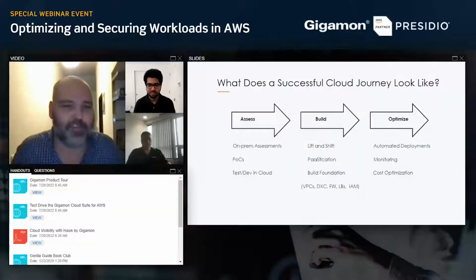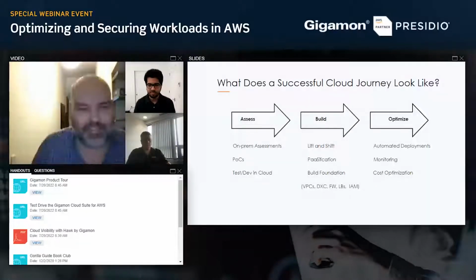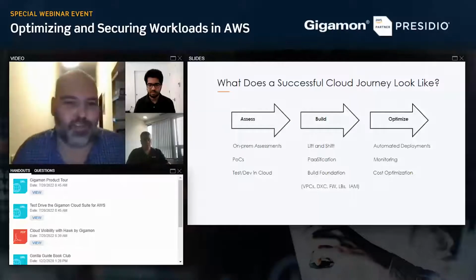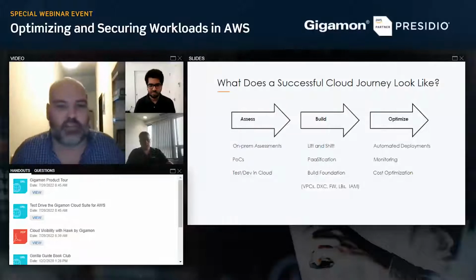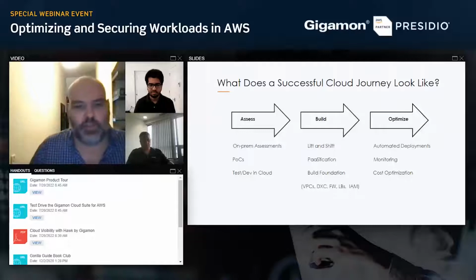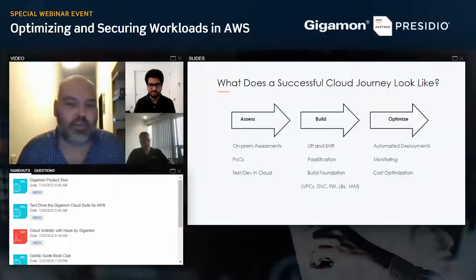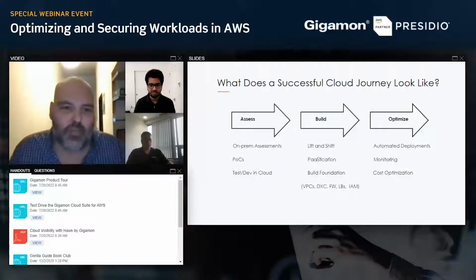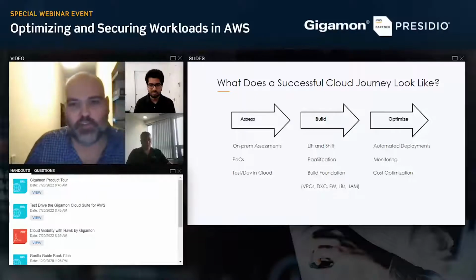Pacification, that's another kind of buzzword I've heard out there these days. So taking an application and running it as a platform as a service. A good example of that is take a SQL server and run it as an RDS instance in AWS, right? And also building out the foundation, right? So building out your VPCs, building out Direct Connect, building out firewalls, load balancers, IAM policies, things of that nature.